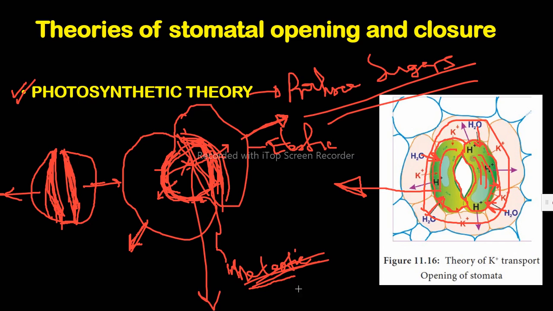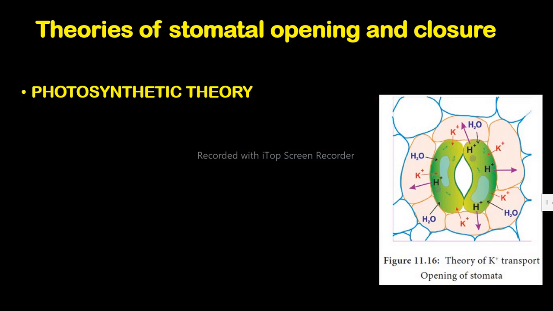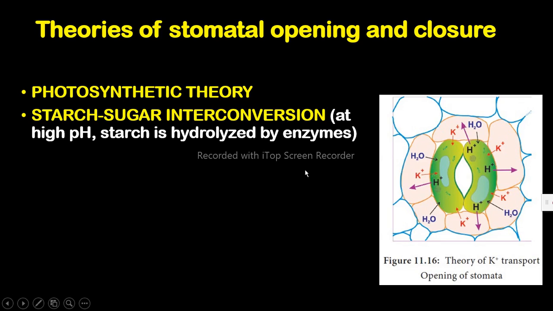So it is as simple as that. But now the question is, really, what is the science that is causing only the guard cells to photosynthesize and the epidermal cells are not photosynthesizing? What is that science? And even when you study the rate at which the stomata close and open, the photosynthesis is not enough to account for that speed. So therefore, a need for other theories. And that's when you have the starch-sugar interconversion theory.